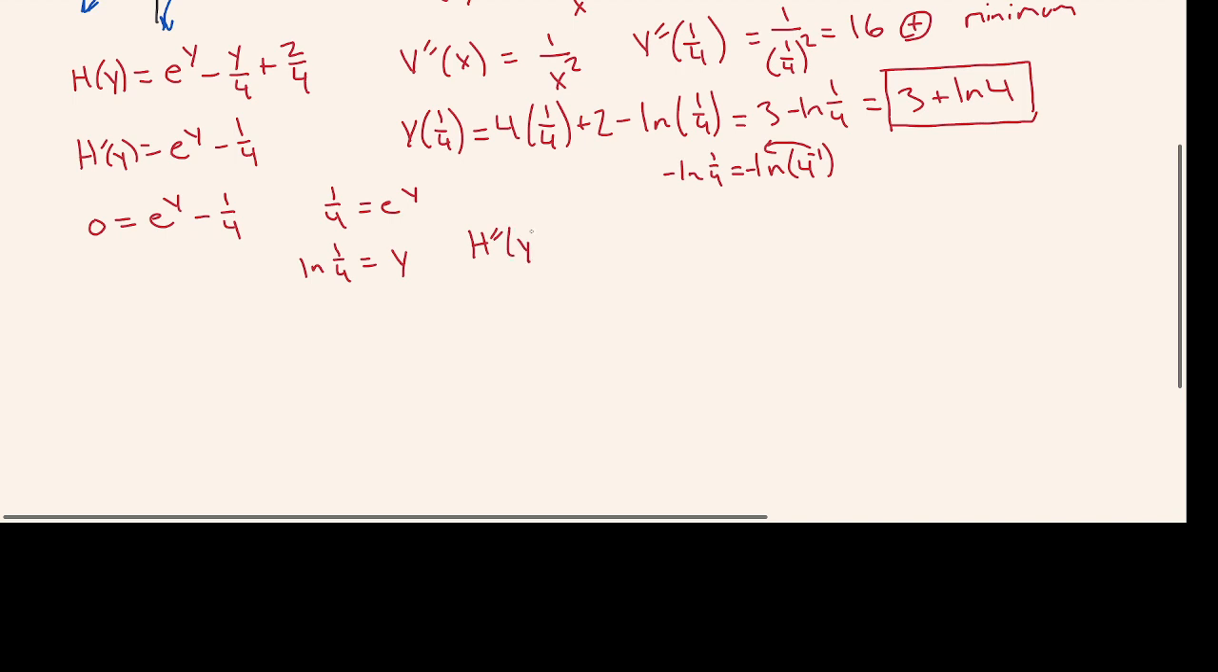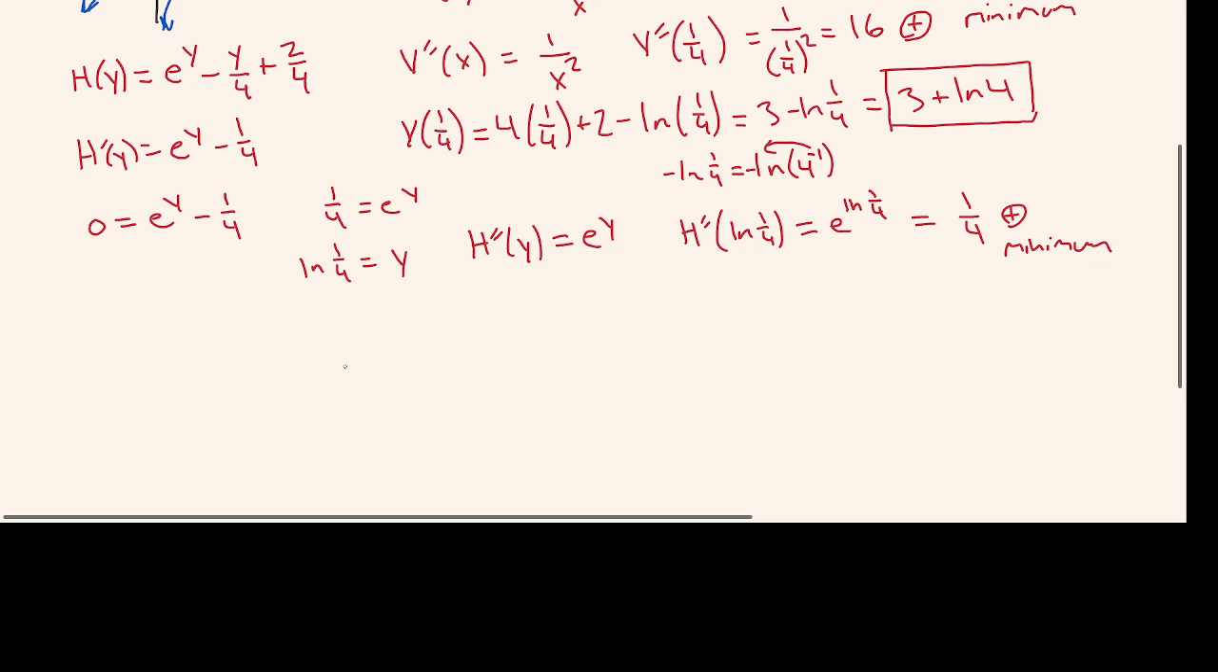So h double prime of y will be equal to e to the y. And let's plug y equals the natural log of 1 over 4 into the second derivative. We're doing the second derivative test. So e raised to the natural log of 1 over 4 will be equal to 1 over 4. This is positive, therefore there is a minimum here.